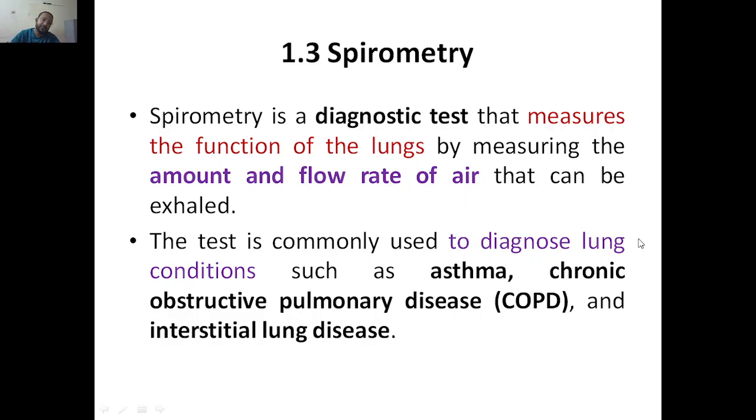So in this class we are going to discuss spirometry. So far we discussed the lungs, their architecture, how exactly gas exchange takes place, and also oxygen diffusion as well as carbon dioxide diffusion. Now we are talking about a device, that is spirometry. Spirometry is a diagnostic test that measures the function of the lungs. To measure whether the lungs are functioning normally or not, we have spirometry.